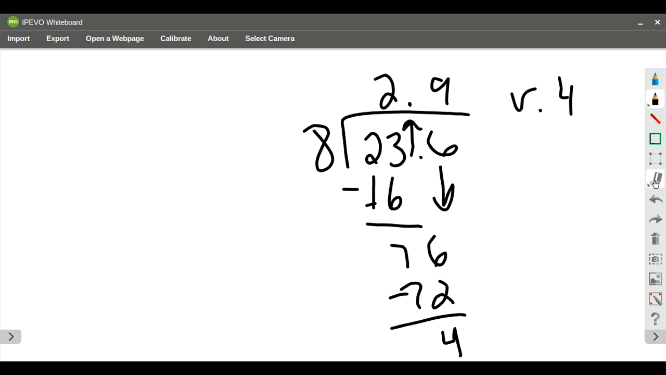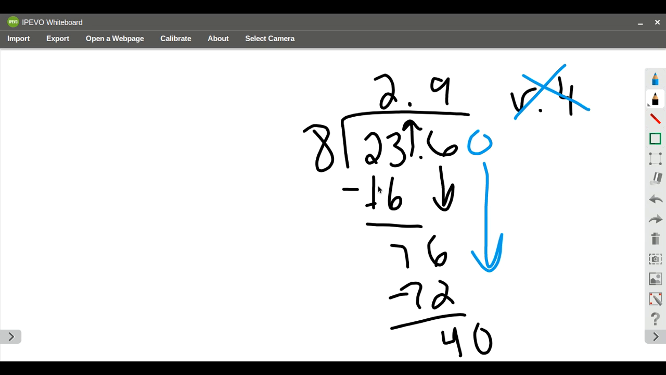Decimal division is a lot different. We don't write remainder 4 anymore. We actually need to solve the problem or see if we can solve the problem out. So at this point in time, because I've already brought the decimal up, I have a remainder. I'm going to add a 0 and I'm going to bring it down.